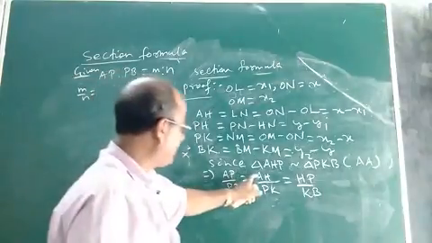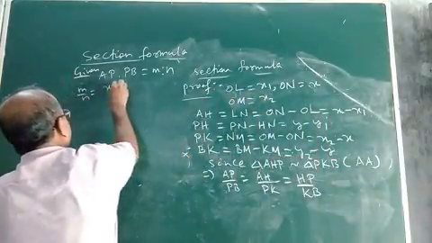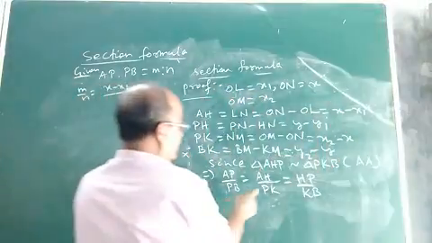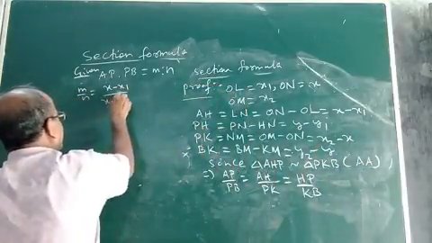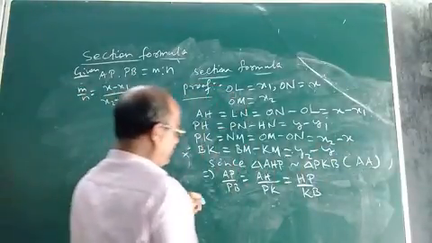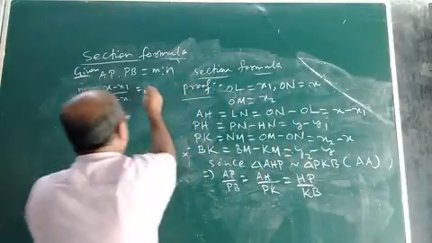Then AH, what is the value of AH? It is equal to X minus X1. Then PK, where is PK? PK is X2 minus X. Then HP, where is HP? HP is Y minus Y1. See.